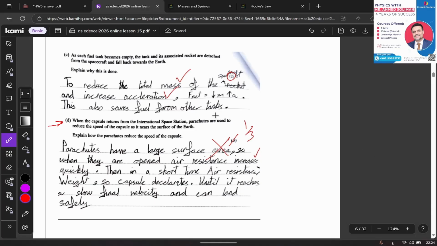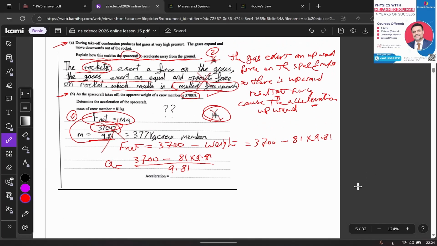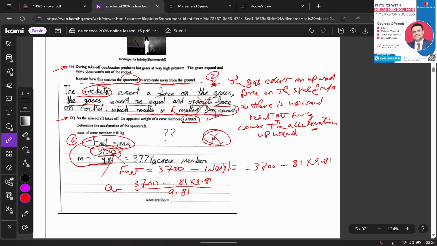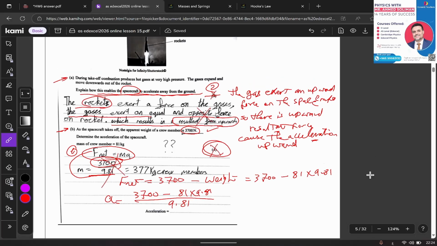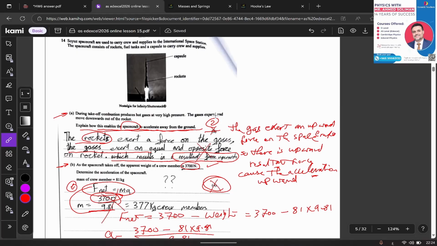Sir, I have a quick question about the last one. Why is the apparent weight larger than the actual, like the calculated weight? The apparent weight is not the real weight. Because what? Because the apparent weight is due to the thrust force pushing the rocket or the spacecraft upward. So now we have force up and the weight is down.